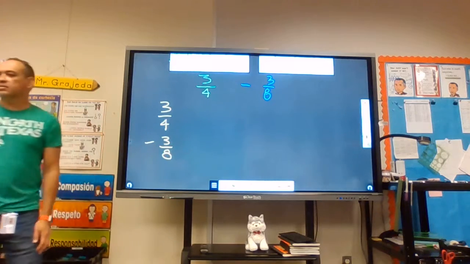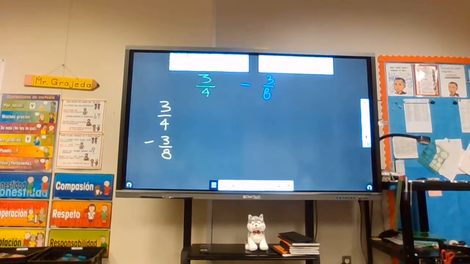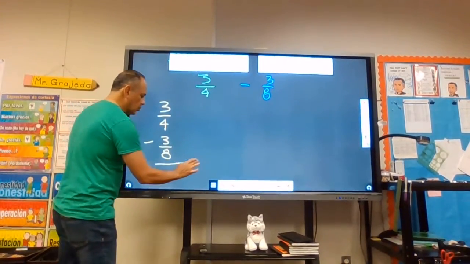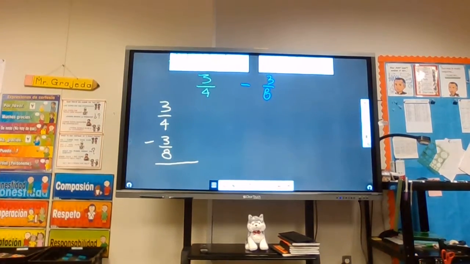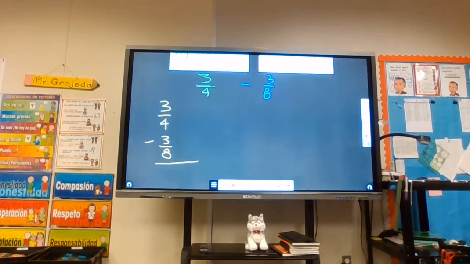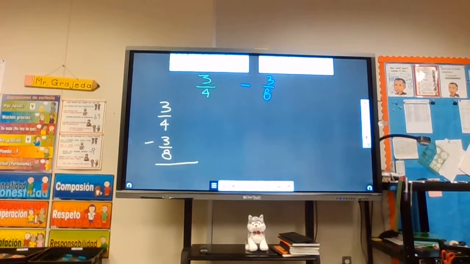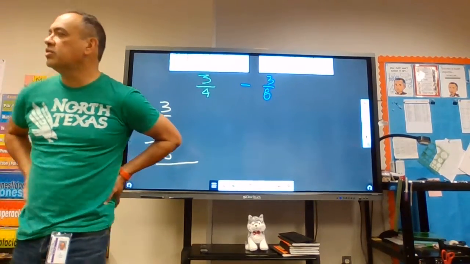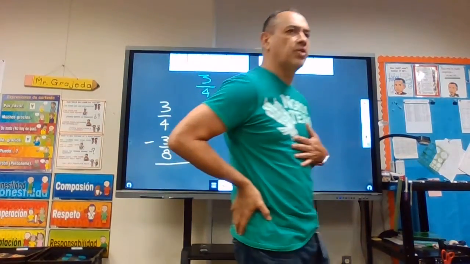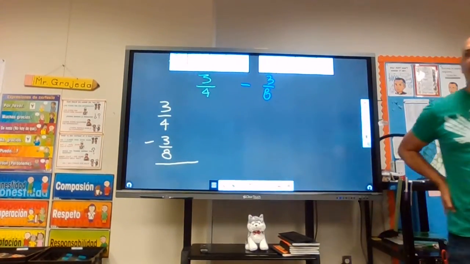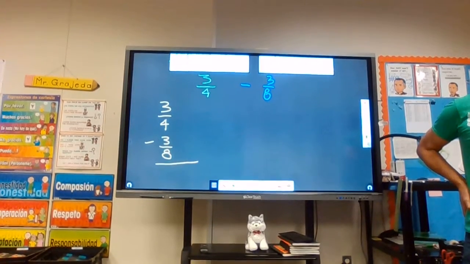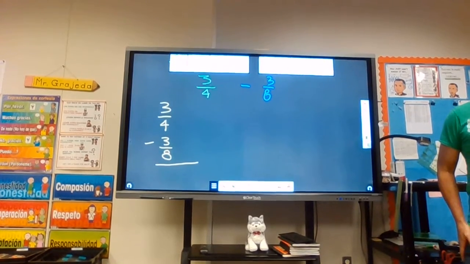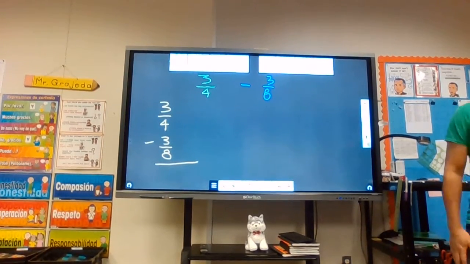For some reason, our numerators are pretty much the same, but our denominators are not the same. So, what do we do when we have unlike denominators? What's the first thing that we need to do? Multiply so we can get the same denominators. That's a good answer, but not exactly what we're looking for. Anybody else can tell me what we need to find? The least common denominator. And how are we going to do that? By finding the multiples, right?